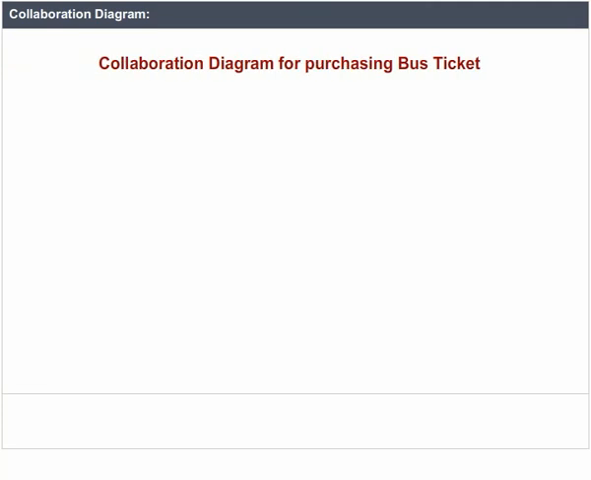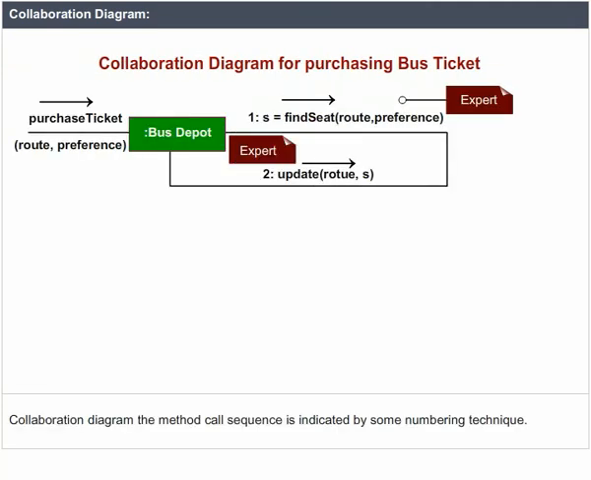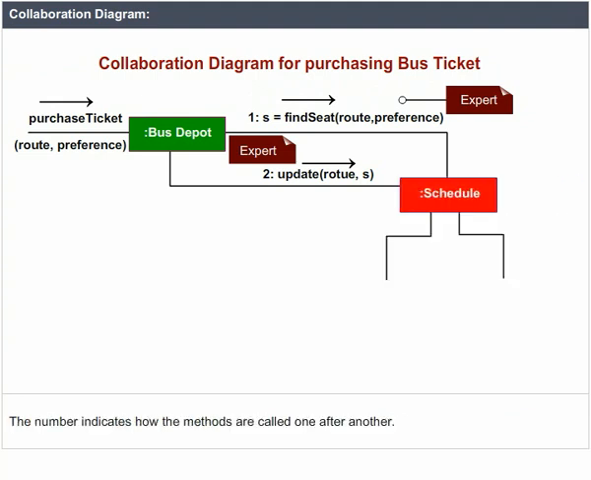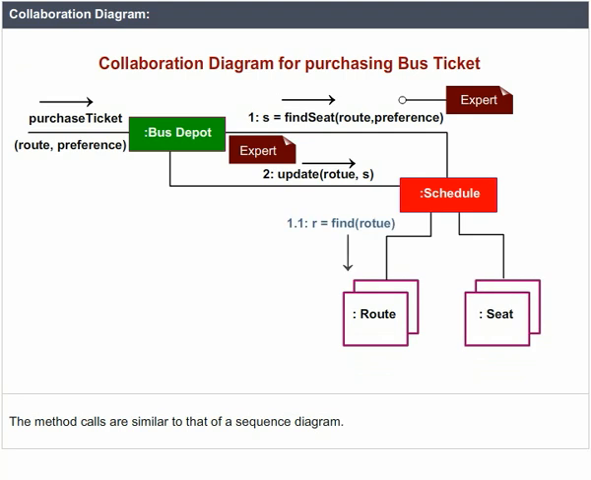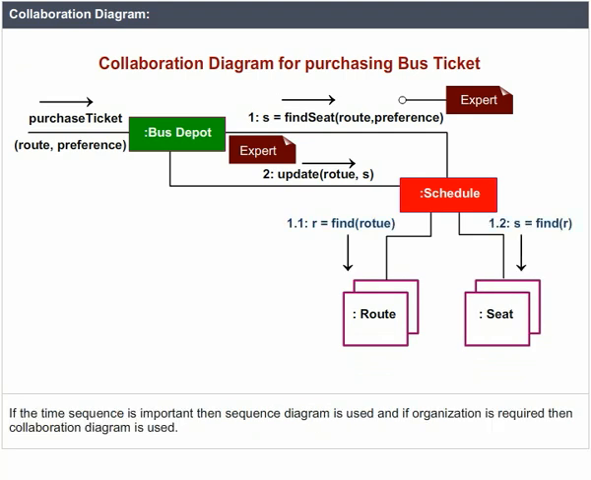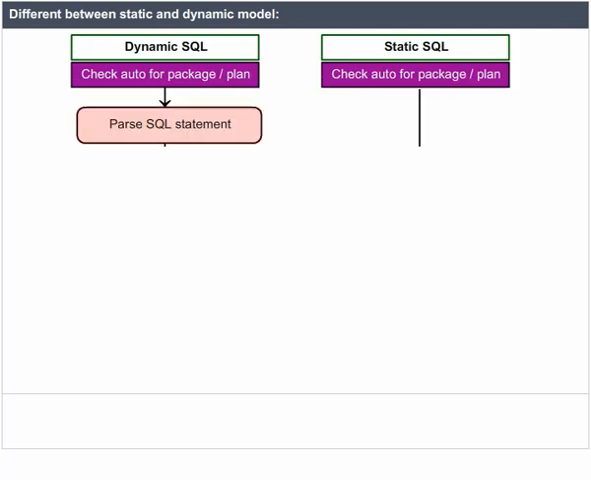Collaboration diagram. The method call sequence is indicated by some numbering technique. The number indicates how the methods are called one after another. The method calls are similar to those of a sequence diagram. If the time sequence is important, then a sequence diagram is used, and if organization is required, then a collaboration diagram is used. Difference between static and dynamic model.